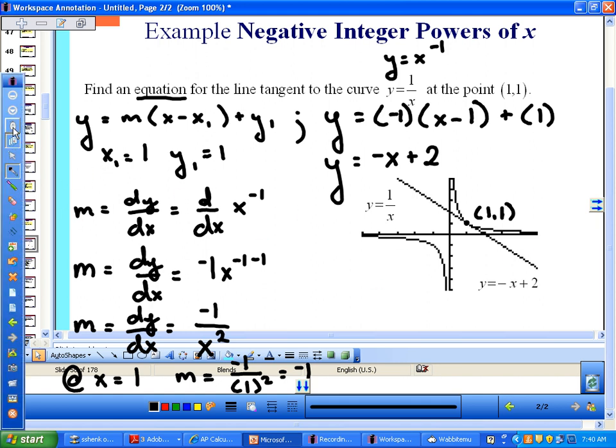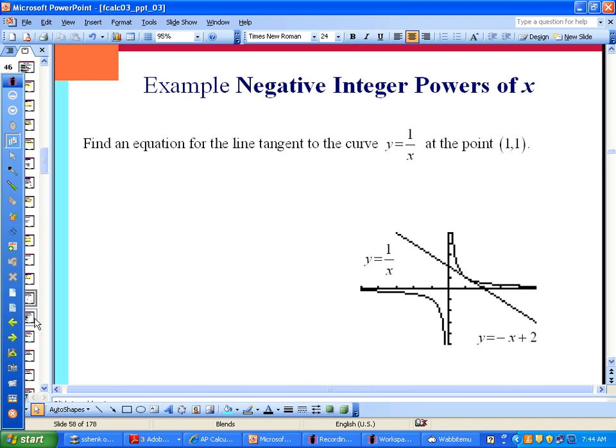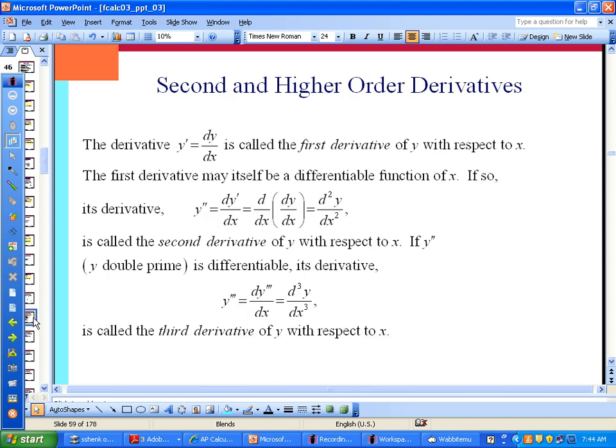Okay, let's get into higher order derivatives. Taking second derivatives, third derivatives, so on and so forth. Right now we're doing just the first derivative, but we can keep taking derivatives of functions. We can find its second derivative. We can find its third derivative. And as we get into chapter 4, we're going to really explain the uses of the higher order derivatives.